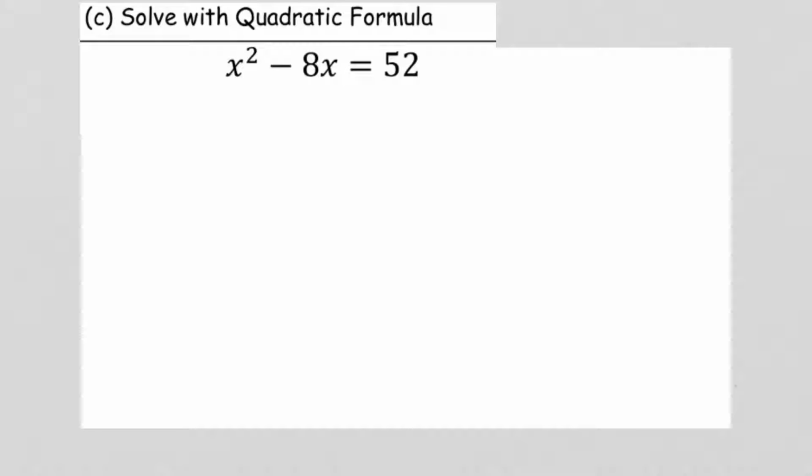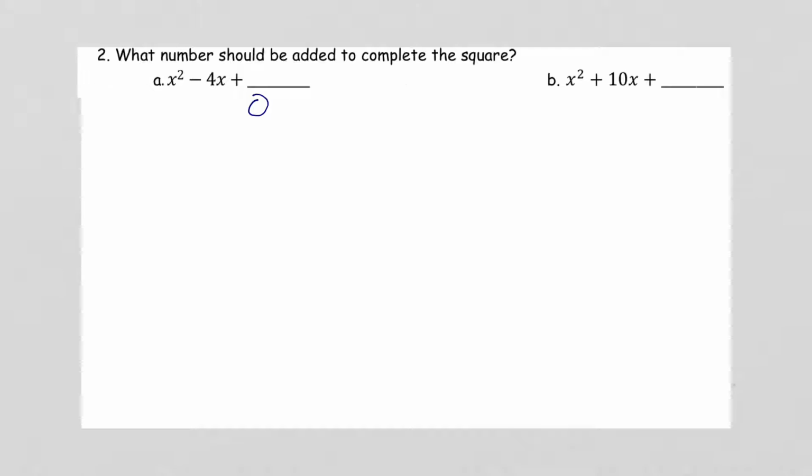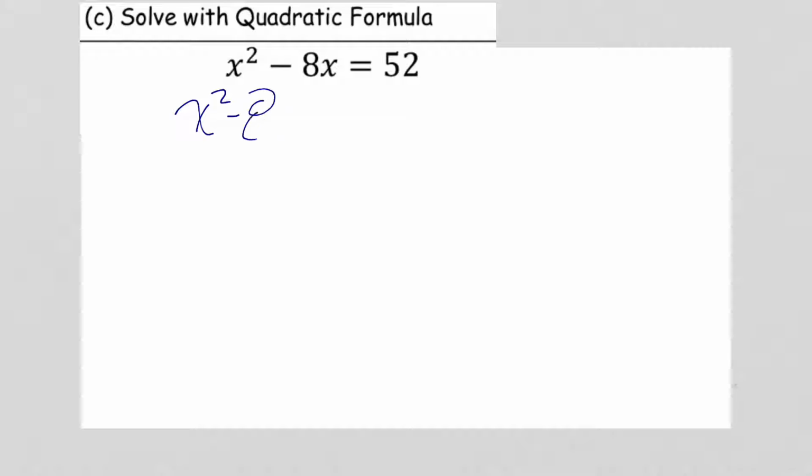Alright, one last quadratic for us to solve. This time we want to use the quadratic formula. What do we need to do first? First we need to move that 52 over. So x squared minus 8x minus 52 equals 0.